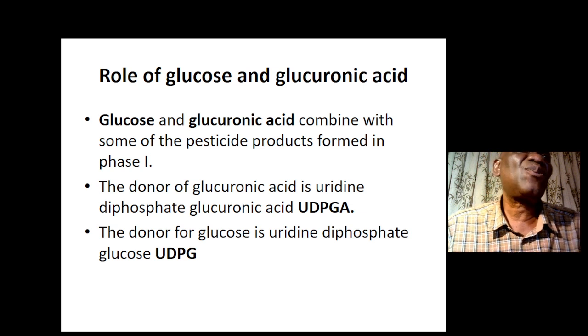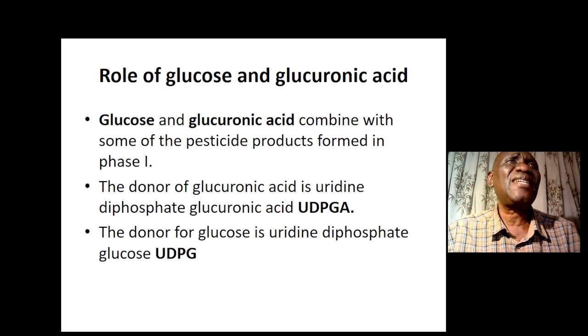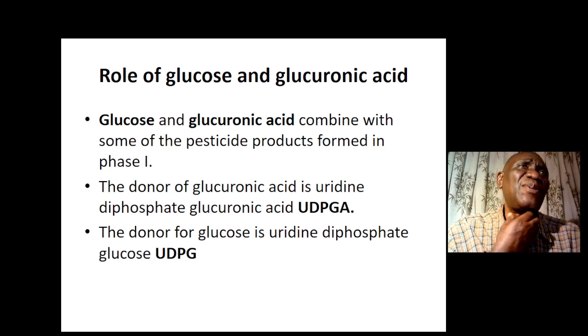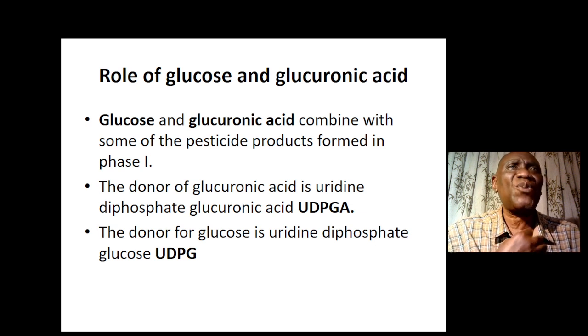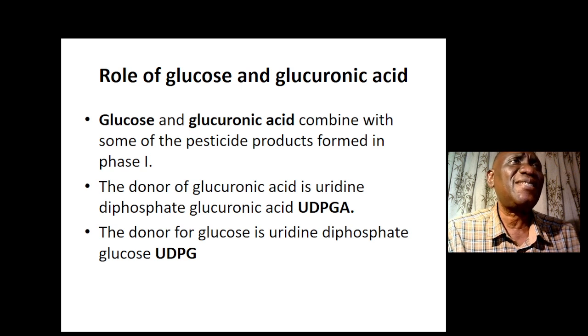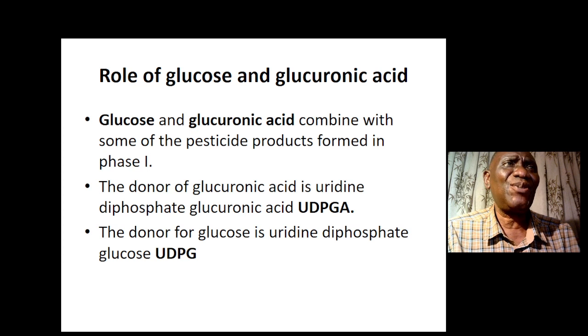Just briefly on the role of glucose and glucuronic acid. Glucose and glucuronic acid combine with some of the pesticide products formed in phase 1, and this is further reducing their toxicity. The donor of glucuronic acid is uridine diphosphoglucuronic acid, UDPGA. But for glucose, the donor is UDPG.